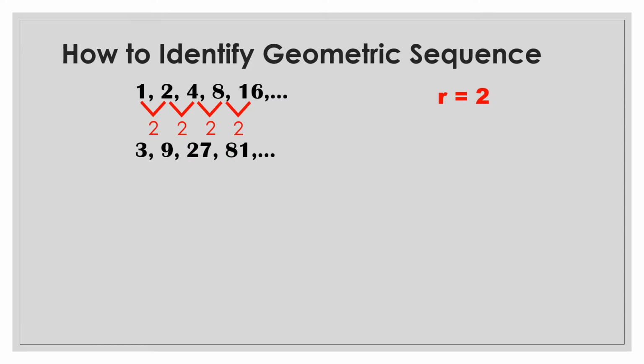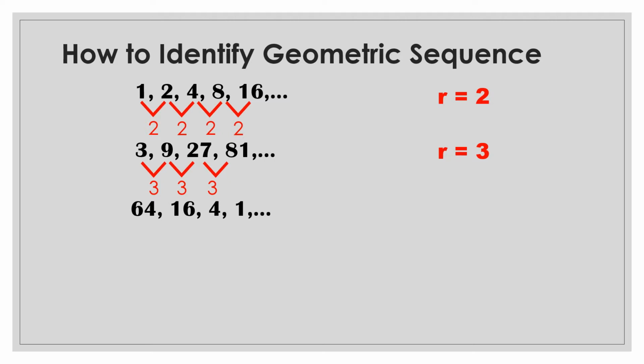Let's have another one: 3, 9, 27, 81. To check if this one is a geometric sequence or not, you look for the common ratio. 9 divided by 3 is 3, 27 divided by 9 is 3, 81 divided by 27 is also 3. So you have a common ratio, therefore this is a geometric sequence and r is equal to 3.